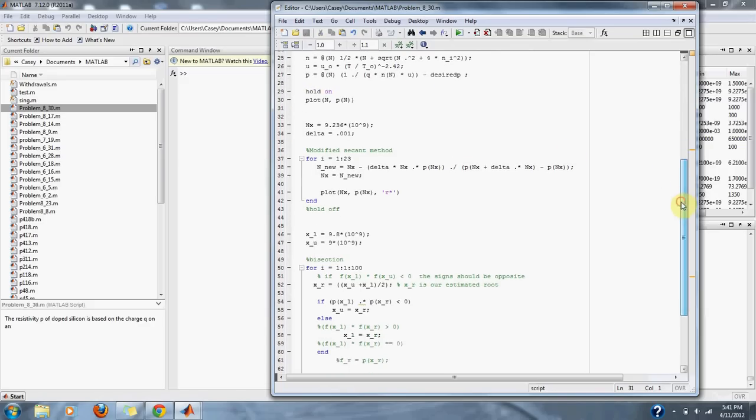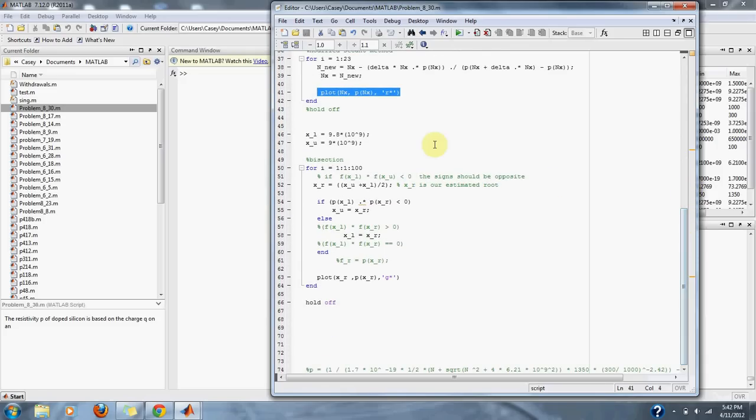Down here, we have our modified secant method with our original guess very close to the zero that we're looking for, at 9.236 times 10 to the 9th. And here's our modified secant equation, the modified secant update, and our loop for our equation. And it is plotted out in red dots, or red stars.